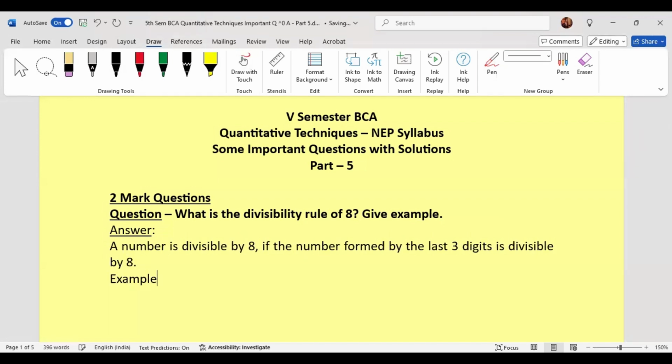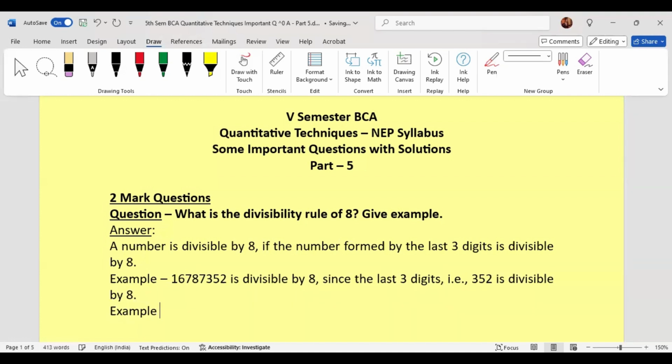Example, 16789352 is divisible by 8 since the last 3 digits, that is 352, is divisible by 8.